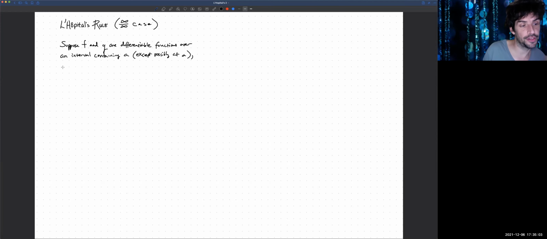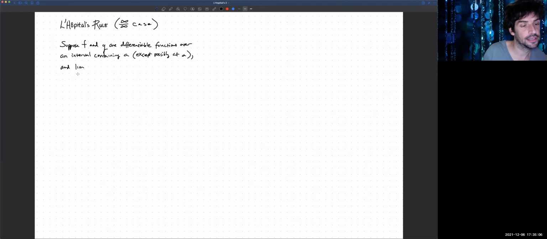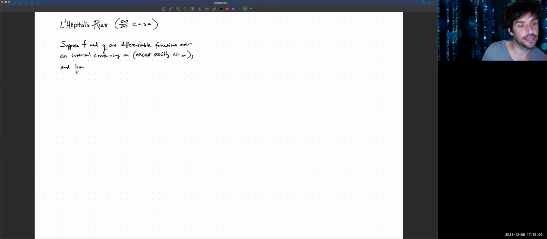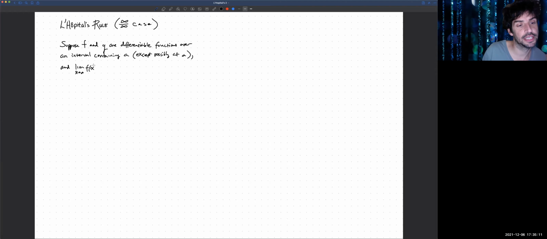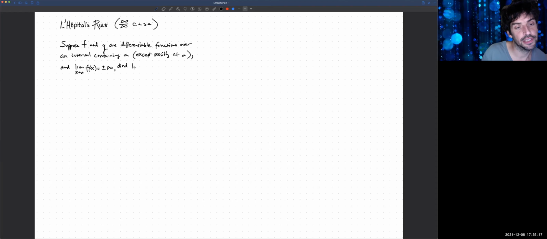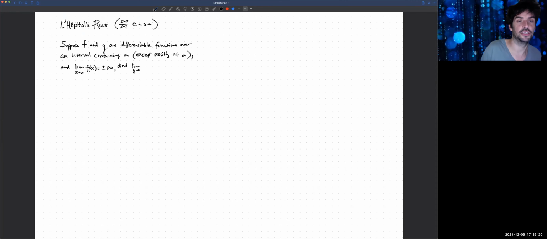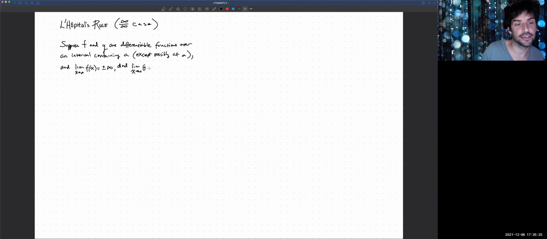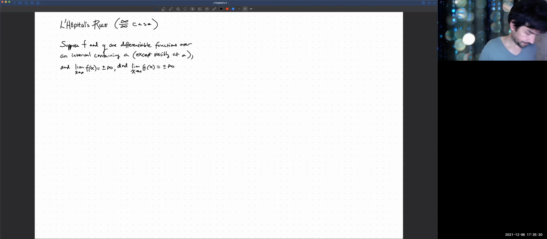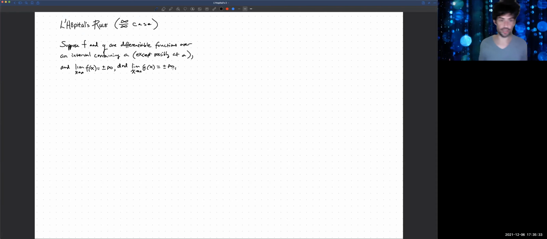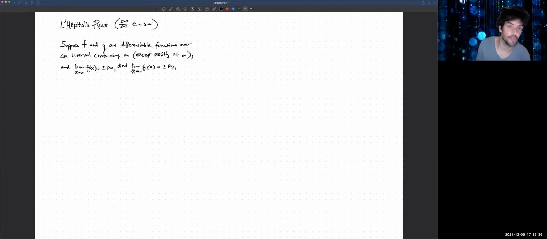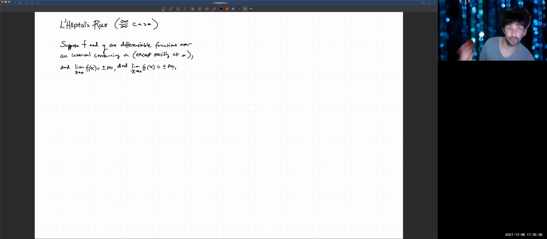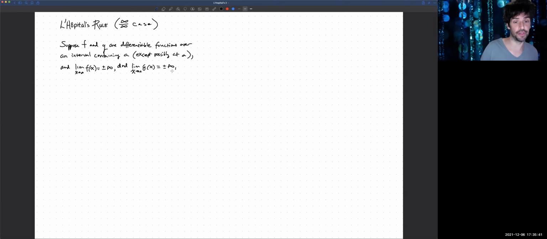Further, suppose that the limit as x goes to a of f of x is equal to plus or minus infinity, and the limit as x goes to a of g of x is plus or minus infinity, right? So it's going to be one or the other of those. I'm just pointing out with the plus or minus, the sign on the infinity doesn't matter. What's important is that we're getting something infinite for both of them.